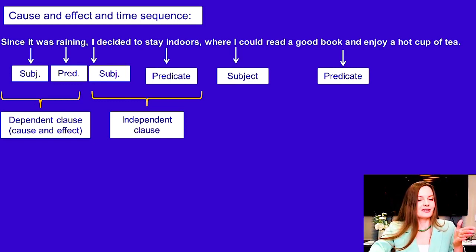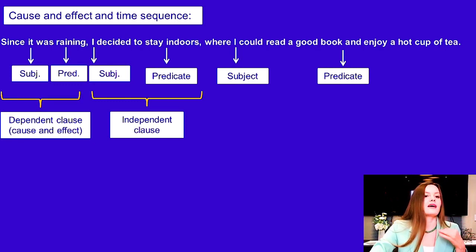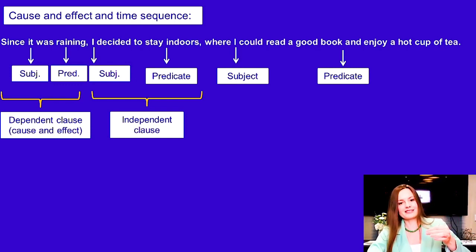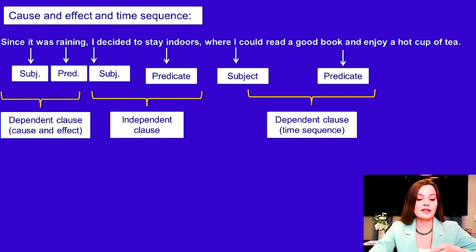The other clause, since it was raining, why did I decide to stay indoors? Since it was raining, it's a dependent clause and it shows cause and effect. Where I could read a good book and enjoy a hot cup of tea, it's a dependent clause that shows a time sequence. This sentence explains why the speaker decided to stay indoors due to rain and why they intended to go inside, read a book and drink some tea.